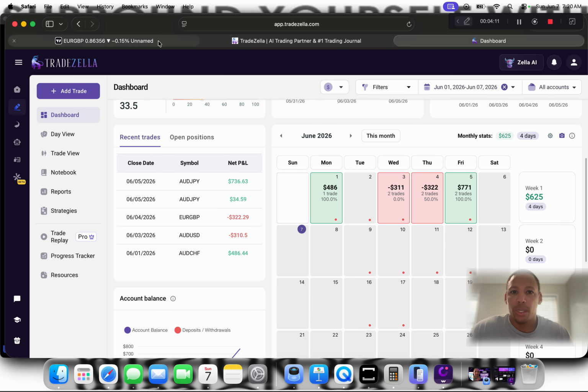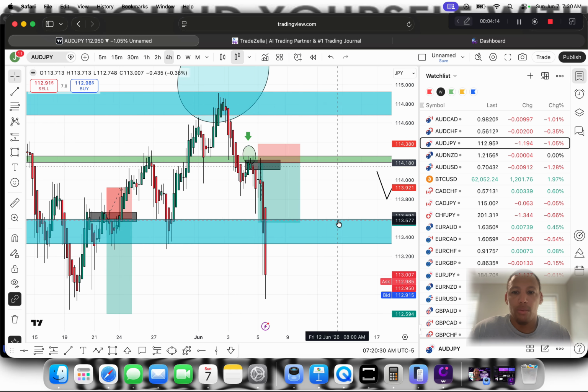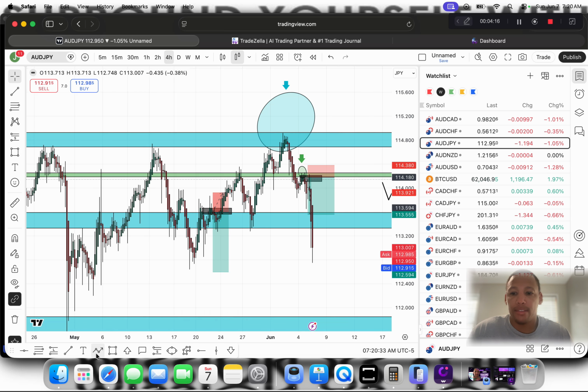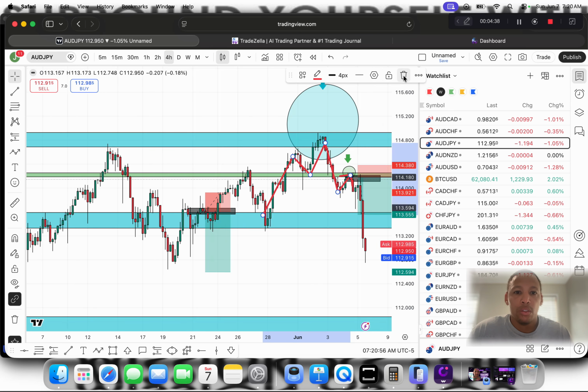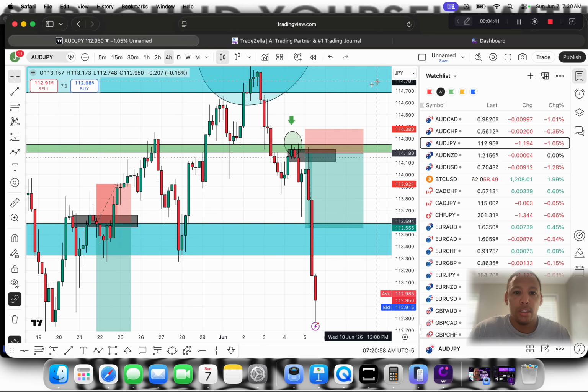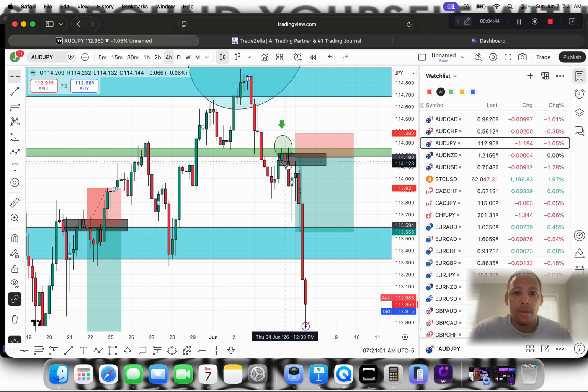So AUD JPY. Like I said, I like to have H4 shifts of structure off these daily zones. So we had a push, shift of structure. We always wait on a retest, break, retest, then we sell, right? So again, once we got our break, we got our rejection candle. I got in within 10 pips of the rejection.